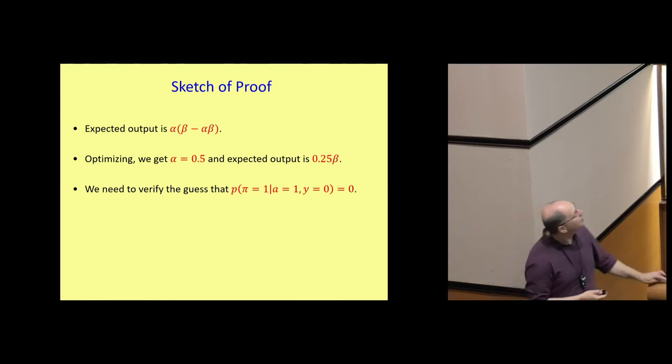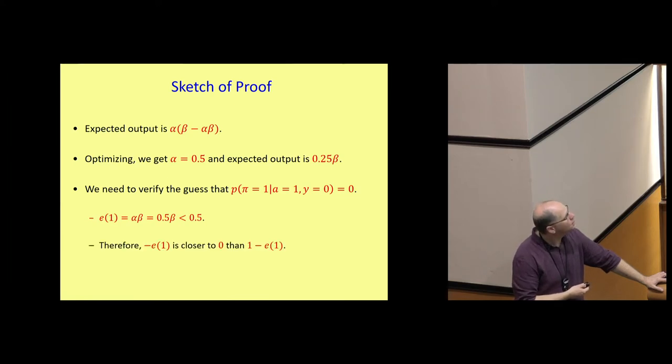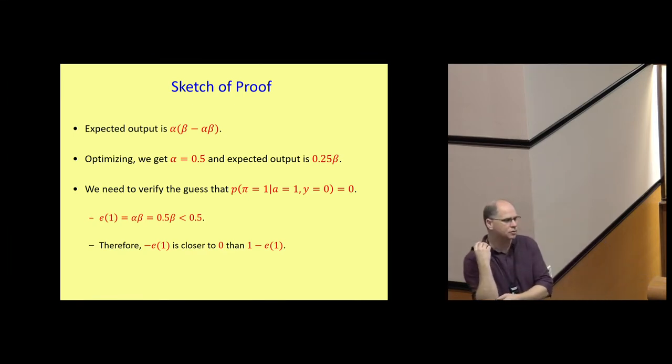Okay. Now, we're not done because we need to verify that guess. We need to verify that given that strategy of the central bank, this guess was actually consistent, and it is. And the reason it is, in the limit, is because E1 is alpha beta. That's the probability of inflation condition. That's the subjective probability of inflation after A equals 1. That's less than 1/2. That means that E1 is closer to 0 than 1 minus E1. In other words, the positive surprise is bigger than the negative surprise.